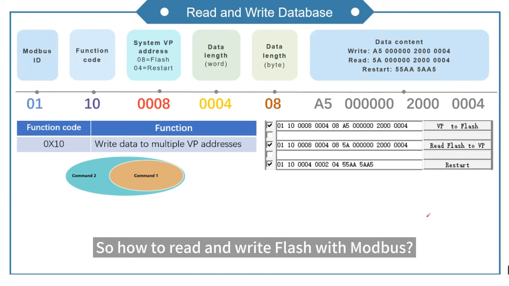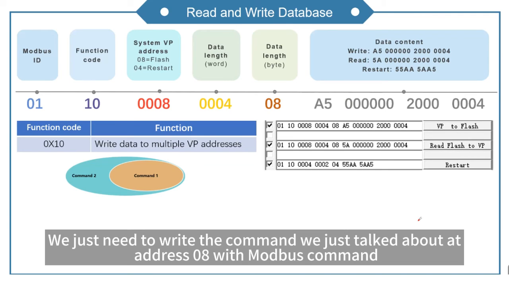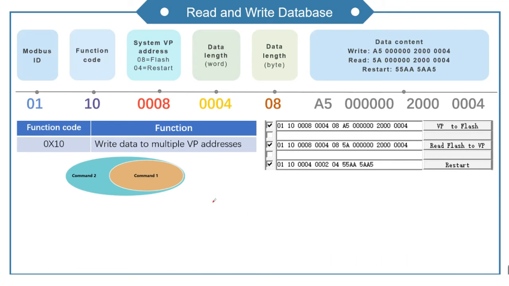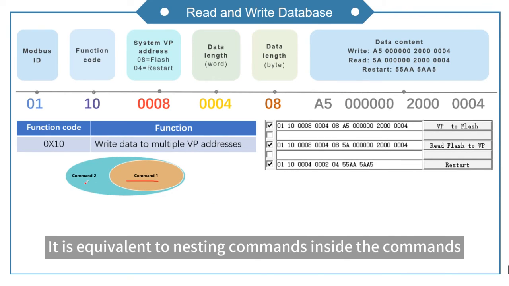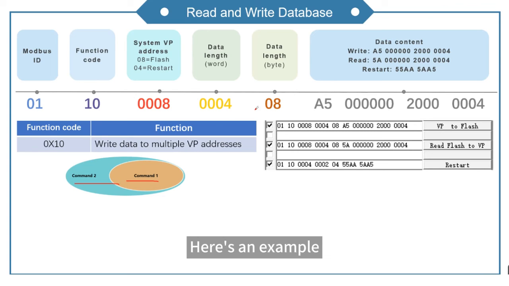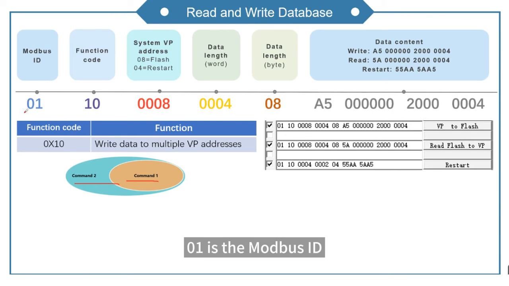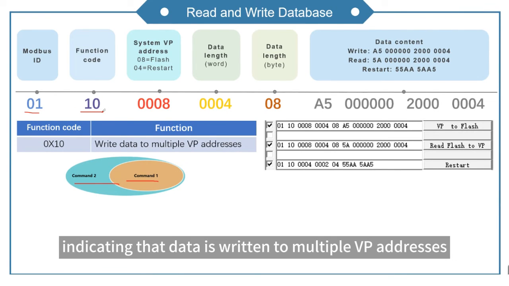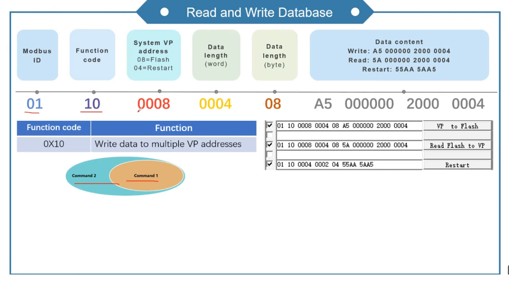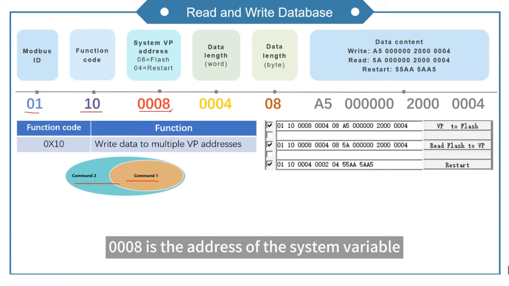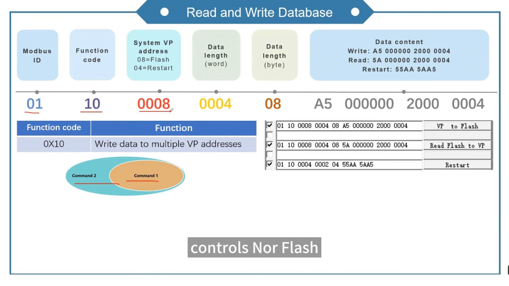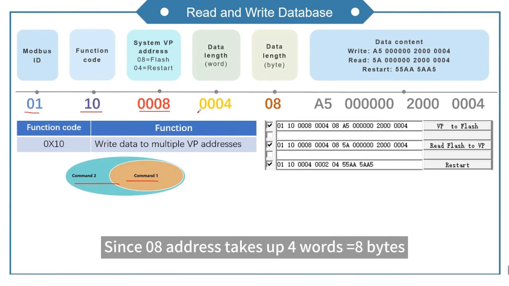So how to read and write flash with Modbus? We just need to write the command we just talked about at address 08 with Modbus command. It is equivalent to nesting commands inside the commands. Here's an example. This means writing the command to address 08. 01 is the Modbus ID. 10 is a function code, indicating that data is written to multiple VP addresses. 0008 is the address of the system variable that controls NOR flash.